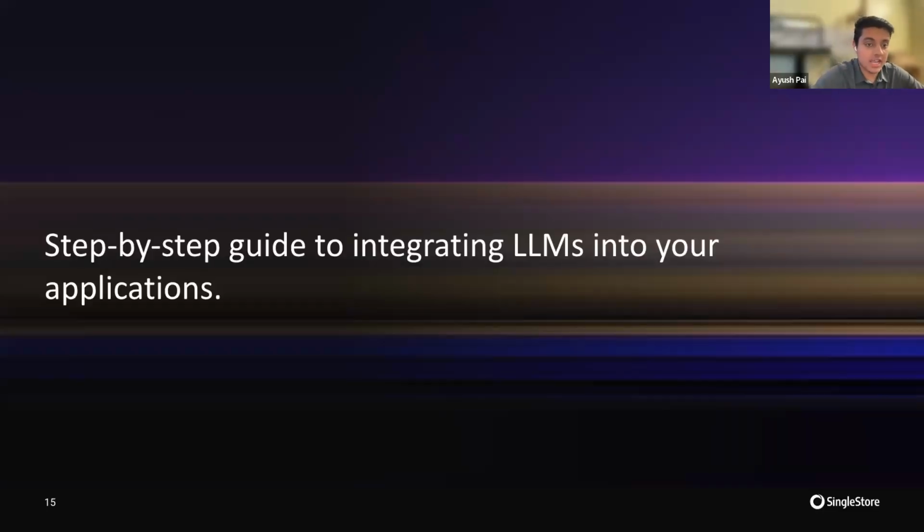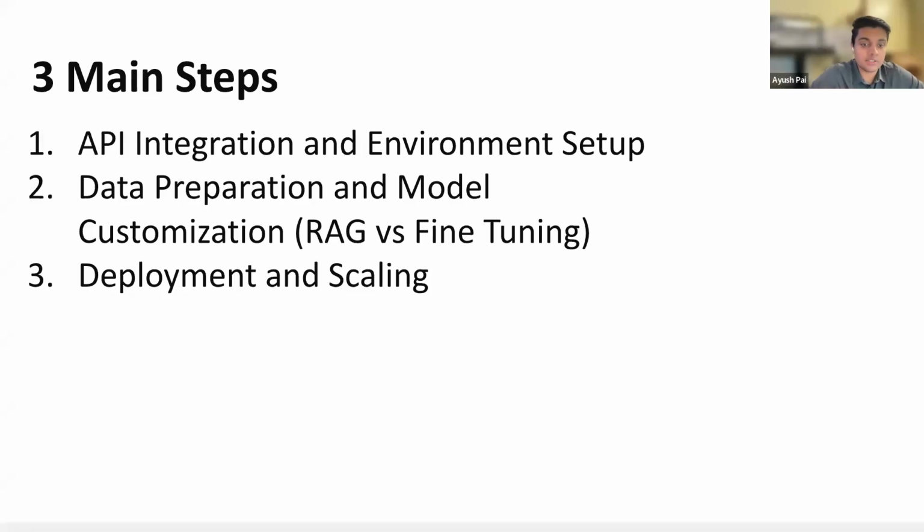So let's get into a step-by-step guide of integrating LLMs into your applications. That's what this whole webinar is going to be about. There are three main steps, three simple steps in concept, but we'll go over the finer details of how implementation works. The first step is the API integration environment setup. We're going to be working with Python in this one. The next step is data preparation and model customization. For model customization, you can do either RAG or fine tuning, and we'll go over all of that. And the final step is deployment and scaling into your applications, and we'll go over that as well.